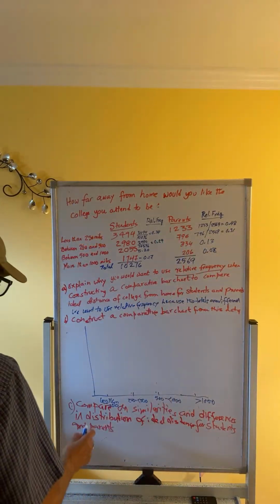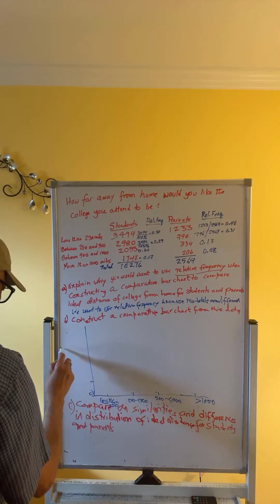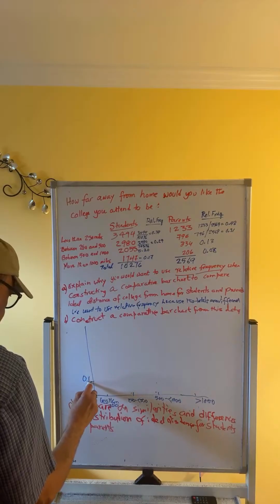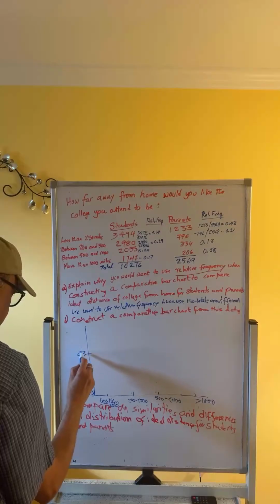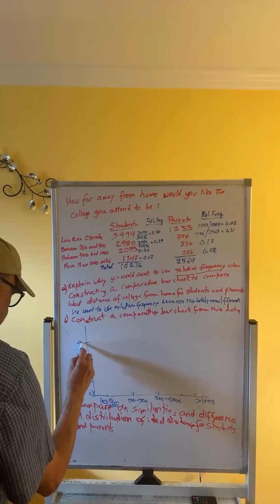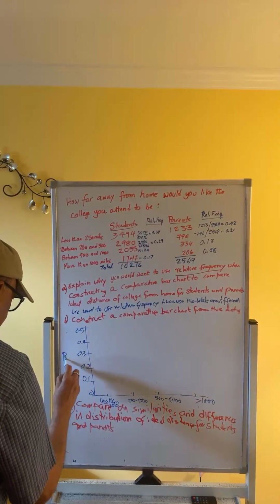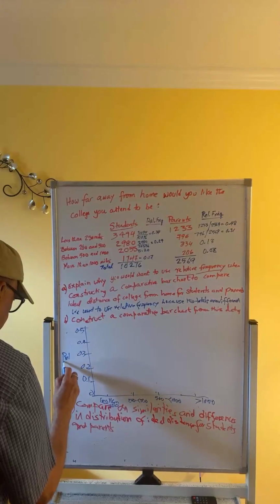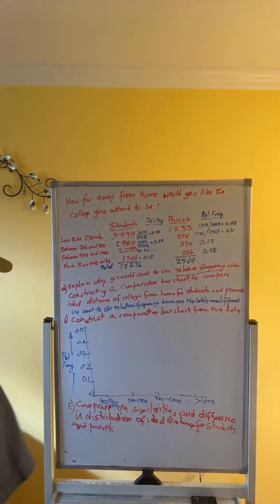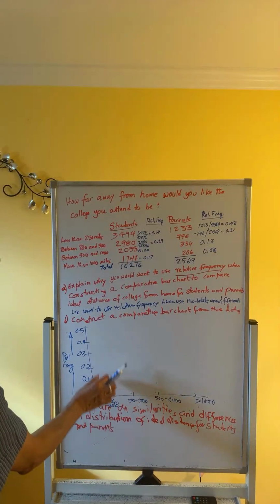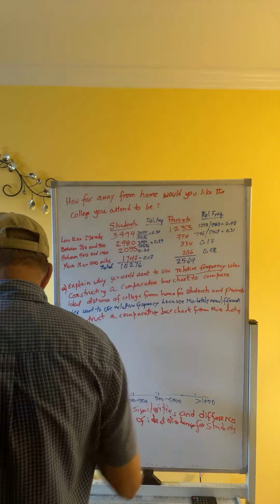Okay, so we start from 0, then 0.1, 0.2, 0.3, 0.4 and 0.5. So the height of each bar will be the relative frequency. So relative frequency on this axis. Okay. So we will have two bars touching each other, one for the students, one for the parents.